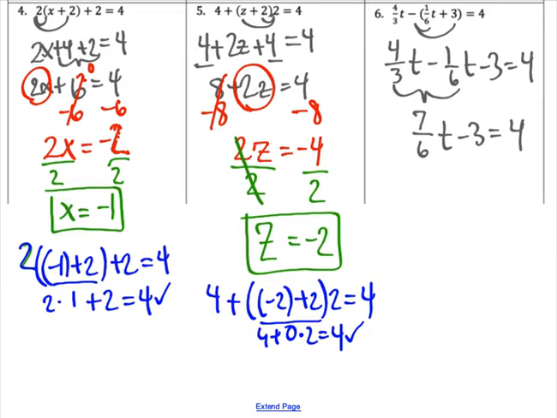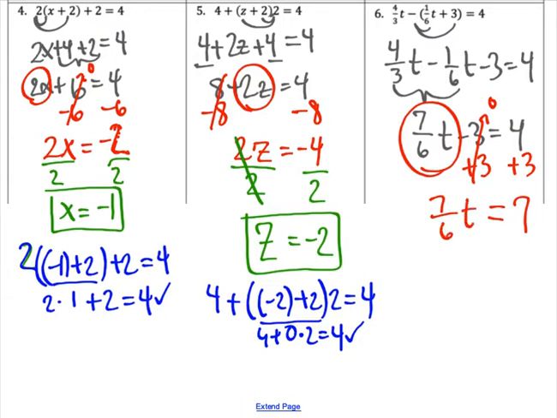All right, both sides are simplified. Now we need to isolate the variable term. We've got 7/6 t is the variable term, minus 3, so we need a plus 3 on both sides. That gets rid of this here. 4 plus 3 is 7. 7/6 t equals 7.